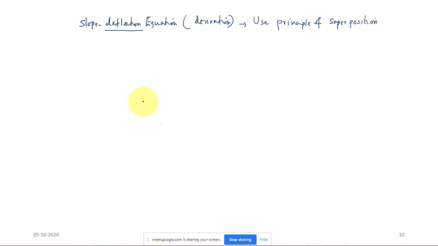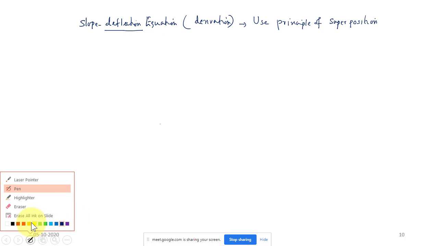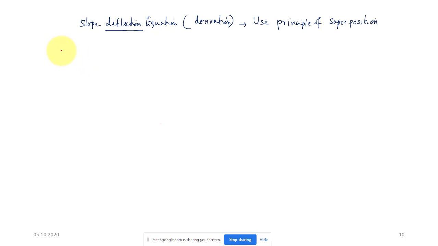To derive it, I will take a four span continuous beam. I think the same beam I am going to take. A four span continuous beam like this, with one roller support here, one here, one here, and one here. We have some arbitrary loading here, and here also we have some loading.